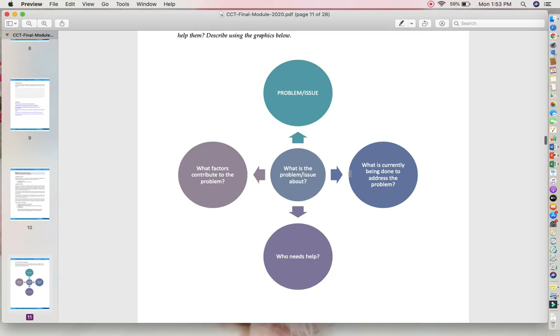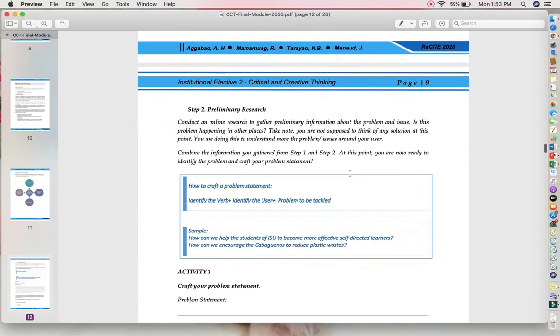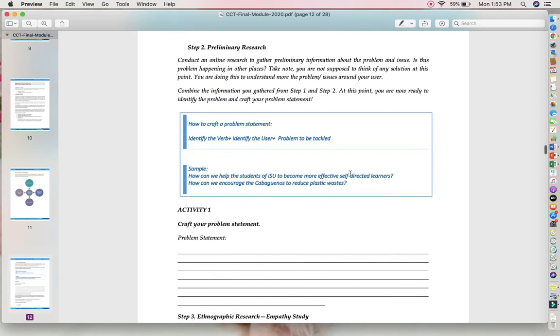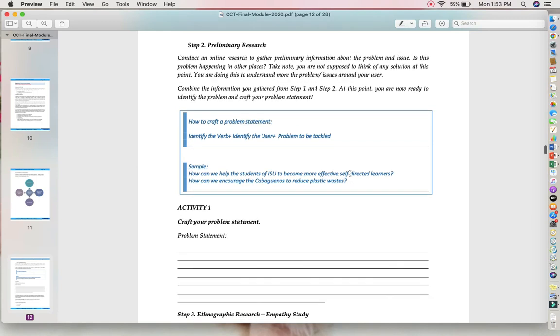Okay? And then, for step number 2, preliminary research. For step 2, preliminary research. You need to conduct an online research to gather preliminary information about the problem and issue. So, what are you going to research online? Is this problem happening in other places? You will find online if the problem happening in your chosen community also is happening in other places.